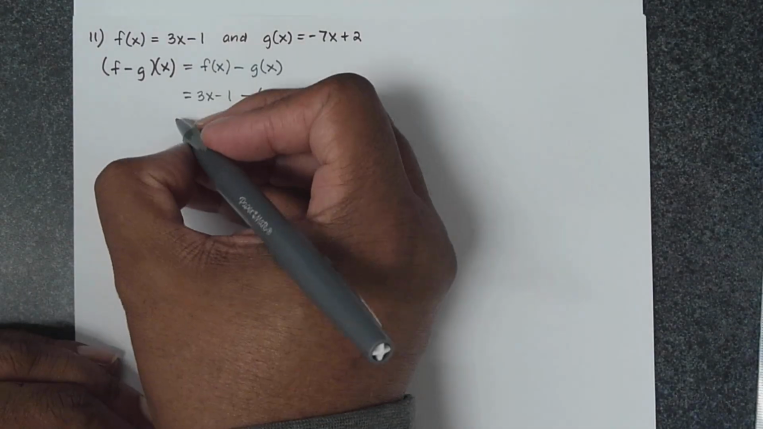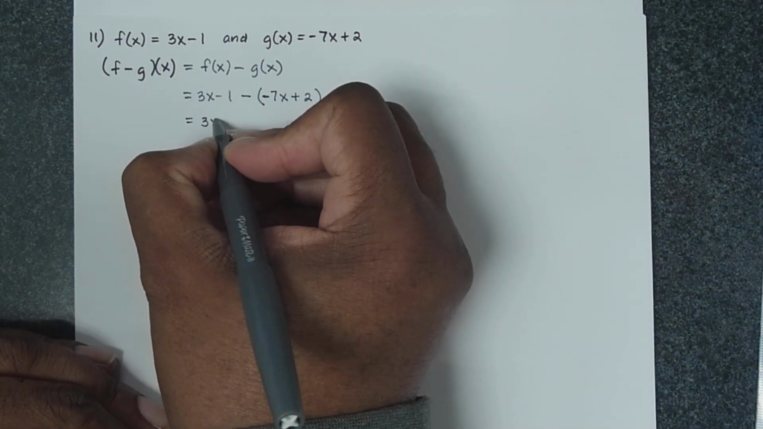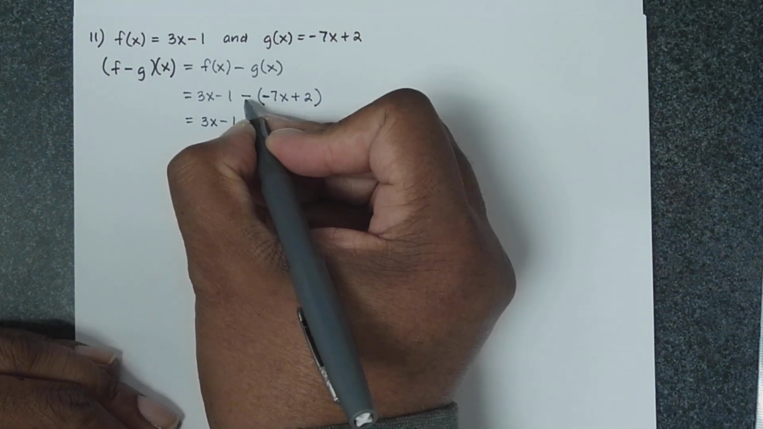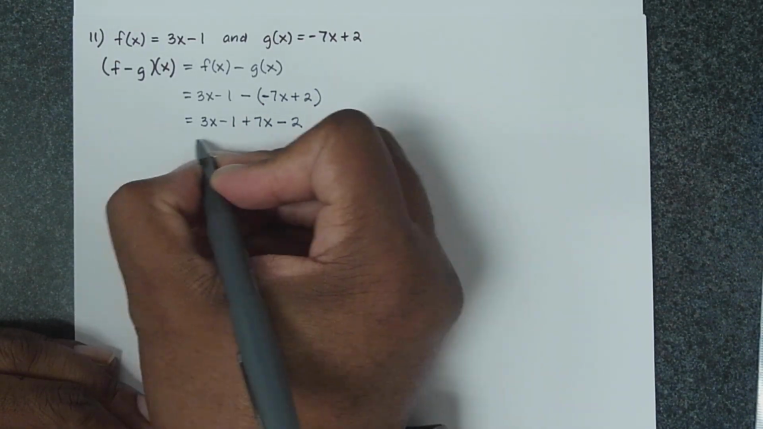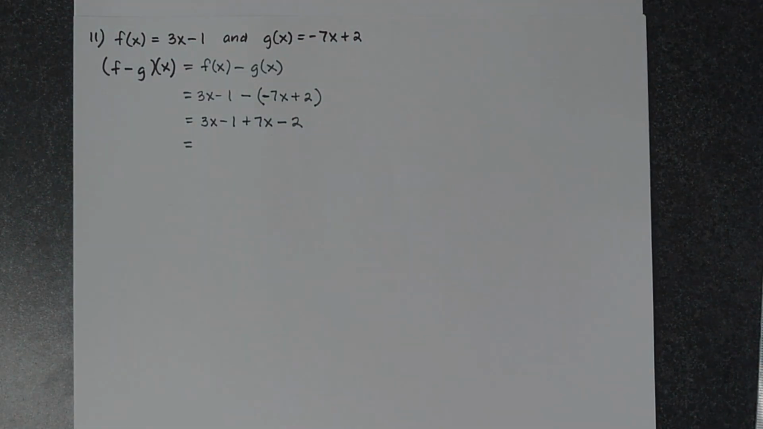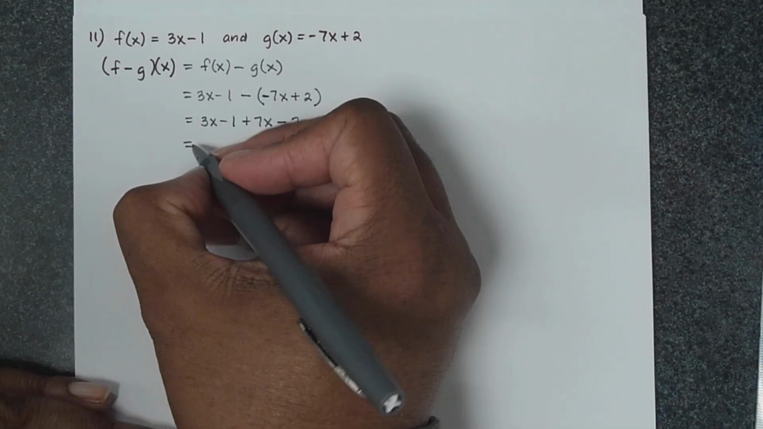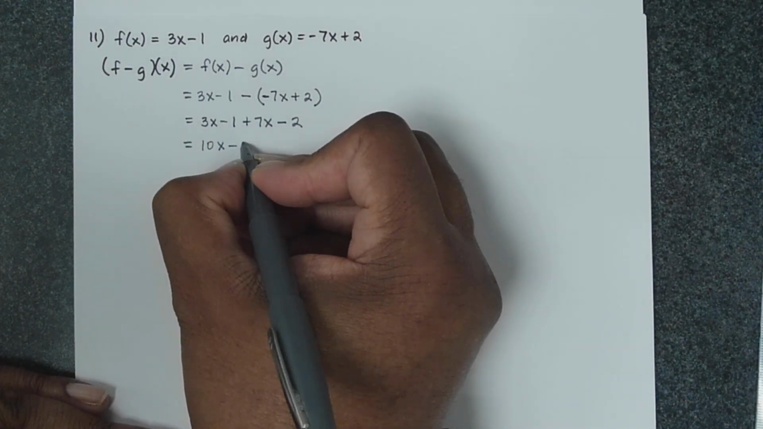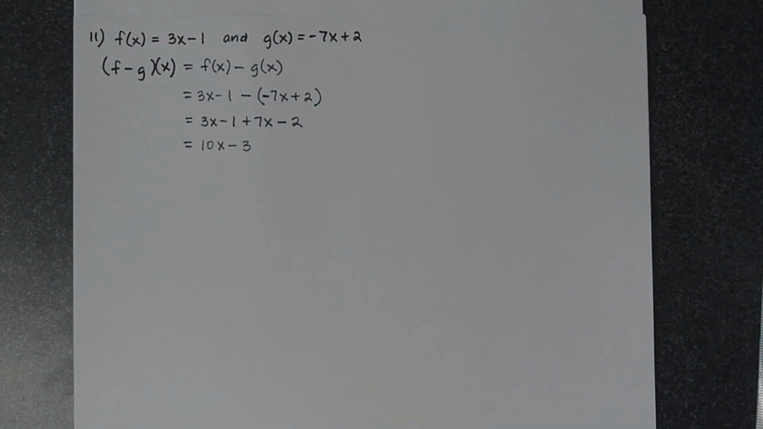Now let's simplify a bit. Bring down the 3x minus 1. This minus sign makes a negative 7x plus 7x. The minus sign makes a plus 2 minus 2. Now when we combine like terms, 3x and 7x will give me 10x. And then minus 1 and a minus 2 will be minus 3. So I end up with 10x minus 3 as the difference of the two functions f and g, or f minus g of x. Okay. So that's problem number 11.